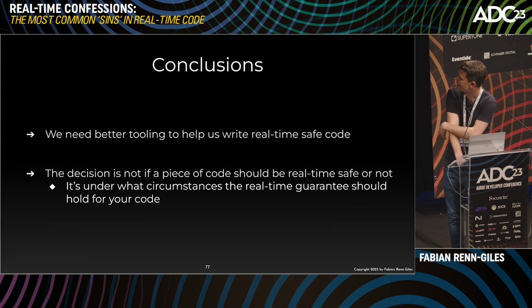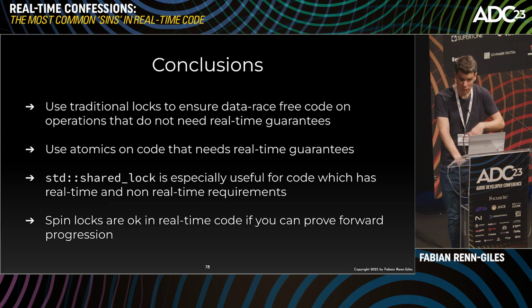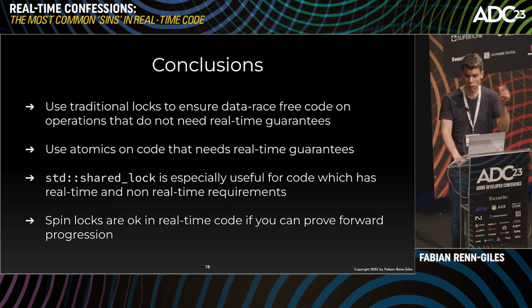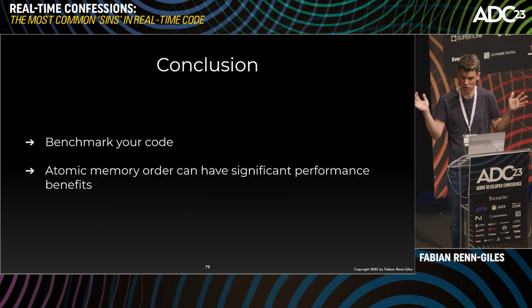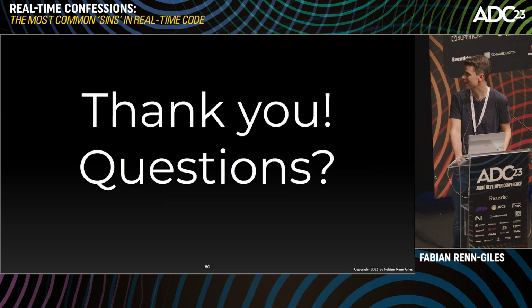Okay, so that was my talk. Conclusions: we need better tooling. It's not about lock-free or not lock-free, it's under which conditions you want your code to be lock-free. Shared lock is super, super useful, spin locks are okay in real-time code if you can prove forward progression, benchmark your code, and atomic memory order can have significant performance benefits if you use them.